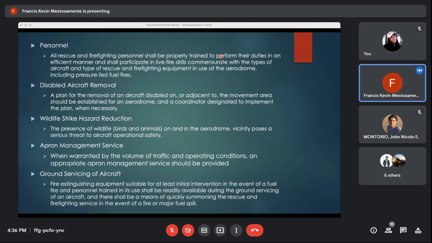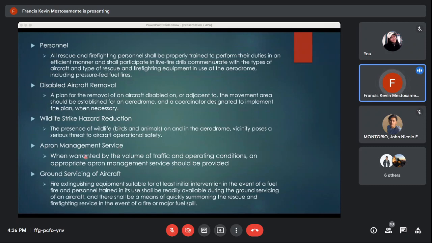Next on the topic or on our module is wildlife strike hazard reduction. So with aircraft operation, present din dito yung mga wildlife. So especially with birds, attracted din sila on the space provided ng ating airdrome. So dapat meron tayong mga plans and hazard reduction in case na serious threat na yung wildlife under the aircraft operation. Next is apron management service.